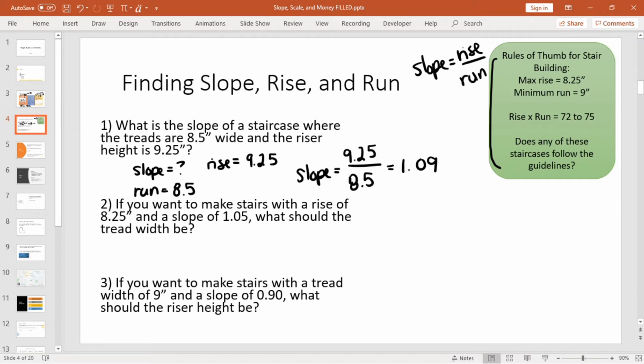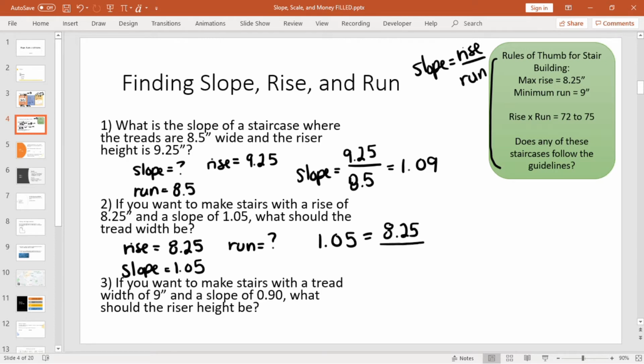Now looking at number 2, I know my rise is 8.25, and this time I have my slope, which is 0.05, and I'm looking for my run. So set it up again. Slope equals rise over run. Put everything in the right place. So I'm going to have 0.05 is my slope. And I know my rise is 8.25. And I don't know my run, so I'm just going to call that x, my unknown.